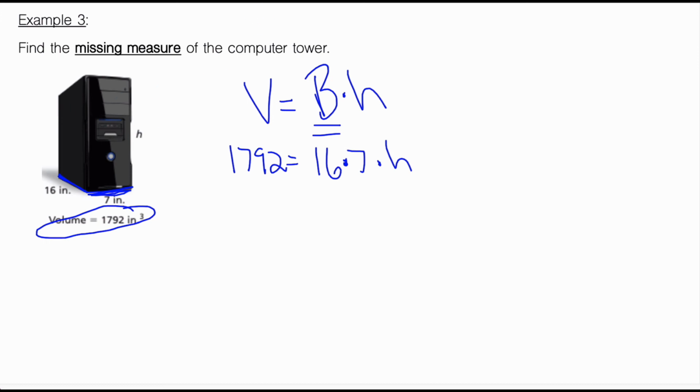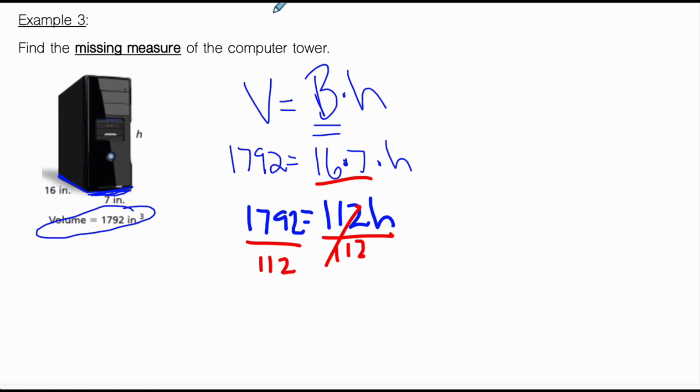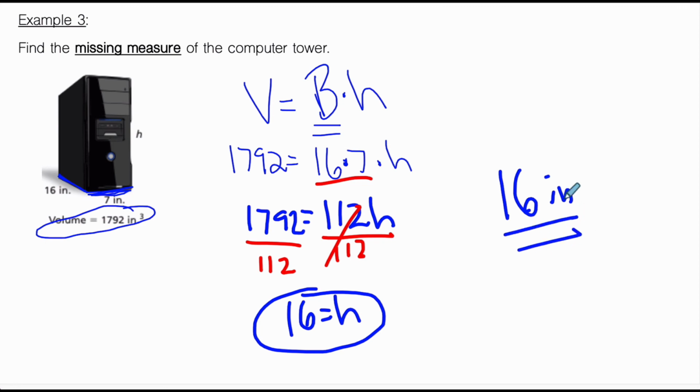The first thing that I'm going to do is multiply 16 by 7 just to simplify it a little bit. So 16 times 7 is 112. And now I'm going to use some inverse operations. I'm going to divide both sides by 112. And that's going to give me a final answer here of 16 inches is equal to the height of the computer tower. So, final answer, this computer tower's missing measure is a height of 16 inches.